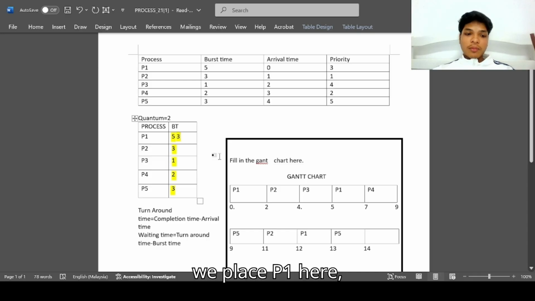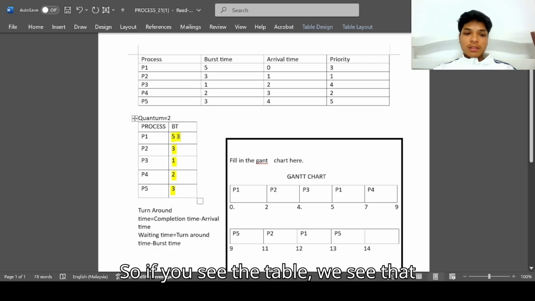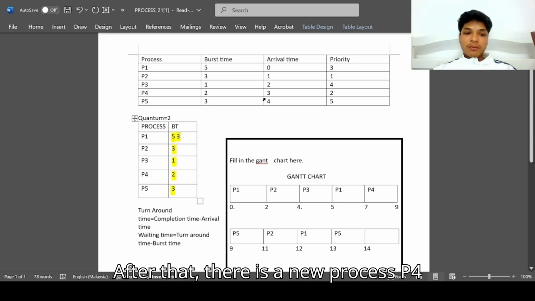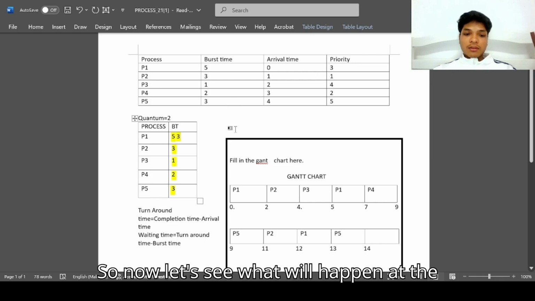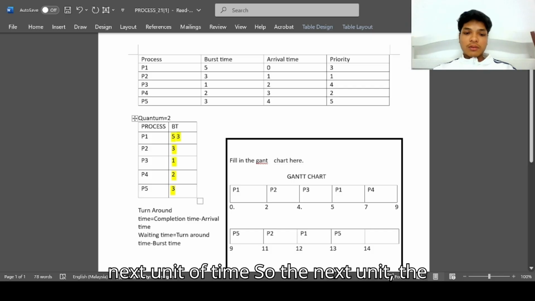Before we place P1 here, let us look at whether any other processes have arrived at time 2. If you see the table, P3 also has arrived at time 2. After that, there is a new process P4 that has arrived at time 3, and P4 has to be placed in the ready queue. So now let's see what will happen at the next unit of time.